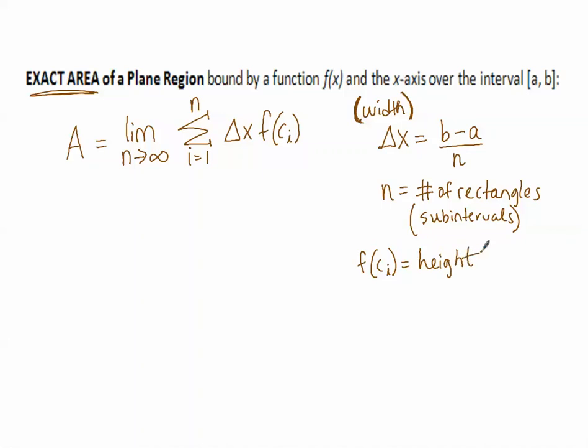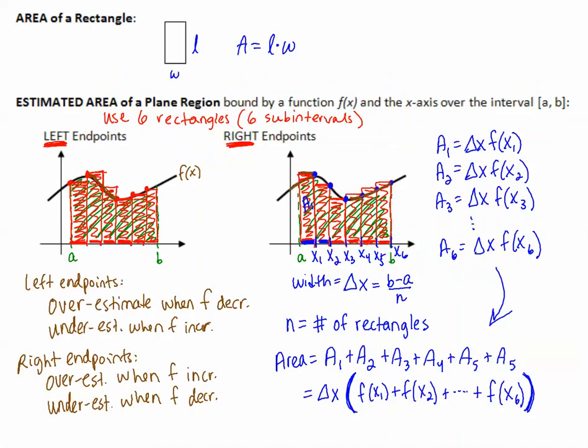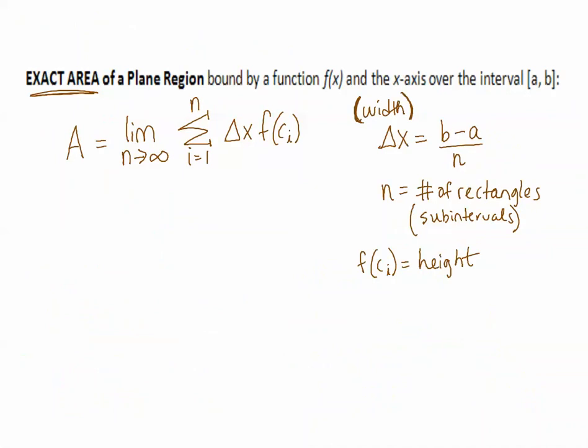And we can find that height using right endpoints or left endpoints. I'm going to take it with the right endpoints because I think it is a little bit easier to follow. The x value that we get is delta x units away from the starting point. The next x value is 2 of those delta x units away. The third x value is 3 of those delta x units away from the starting point. So that means c sub i is the starting point plus i amount of delta x's away.